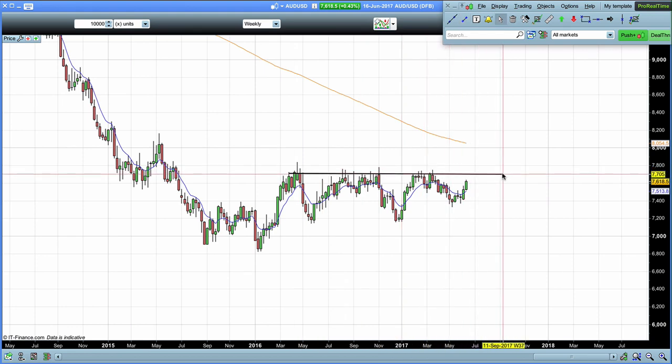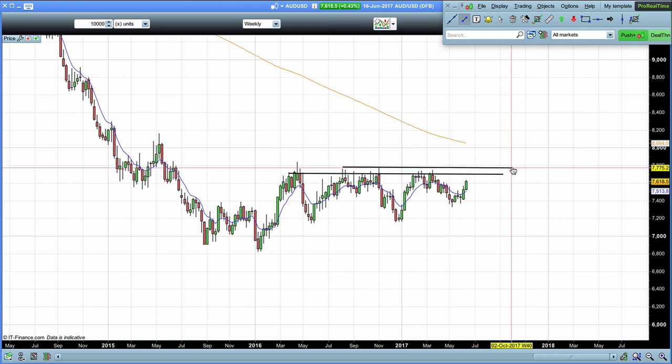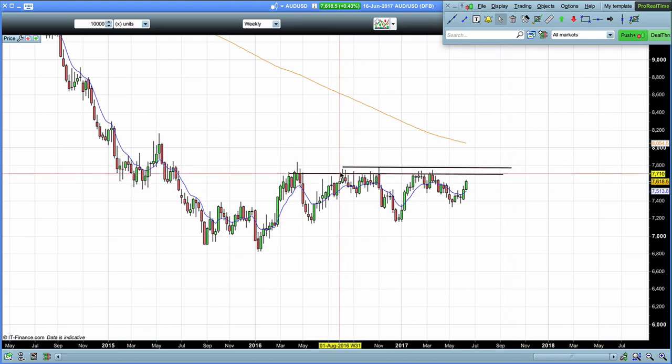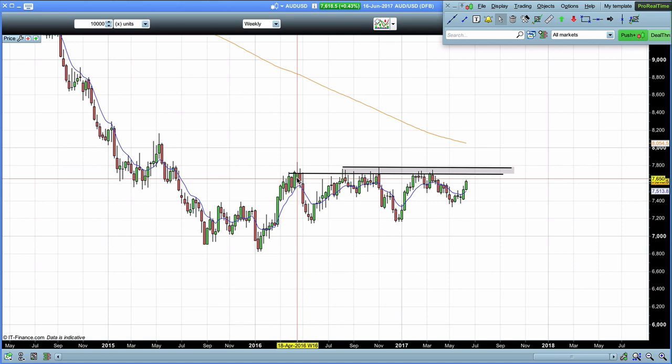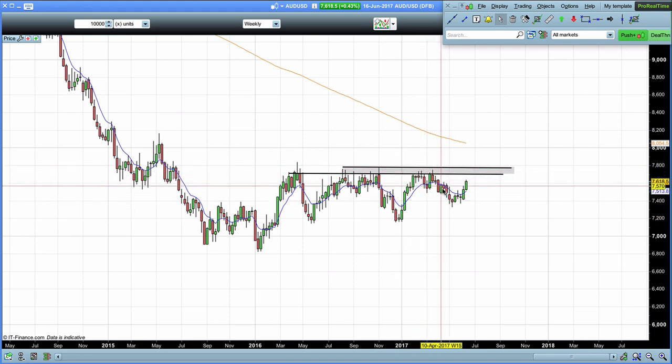So these key levels up here, it's really the 7,720 up to 7,780. This has been key resistance on the Australian dollar, US dollar, coming all the way back to April of 2016. You can see the market testing, and we've sold off, and we are now starting once again to pull back up for another test.